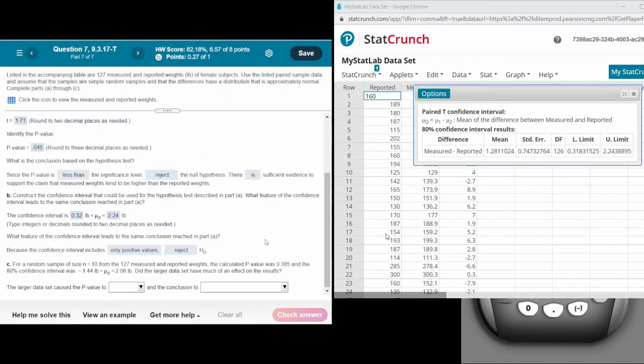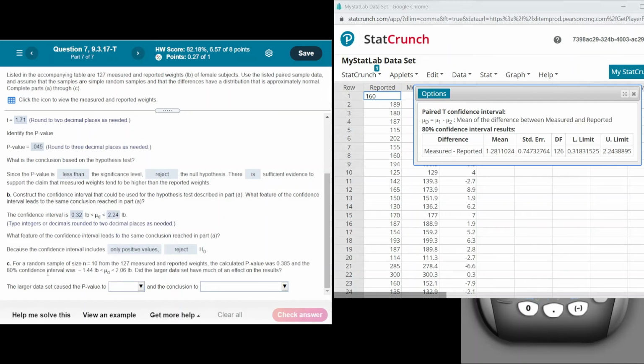Okay, for a simple random sample of size n equals 10, from the 127 measured and reported weights, the calculated p-value was 0.385, and the 80% confidence interval was between negative 1.44 and positive 2.0. Oh, that includes 0, so that's a fail to reject. Did the larger data set have much effect on the results? Yeah, because now this interval is including 0.